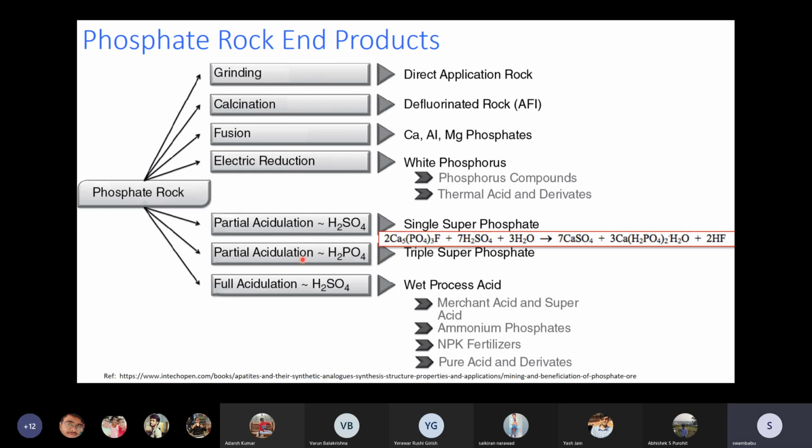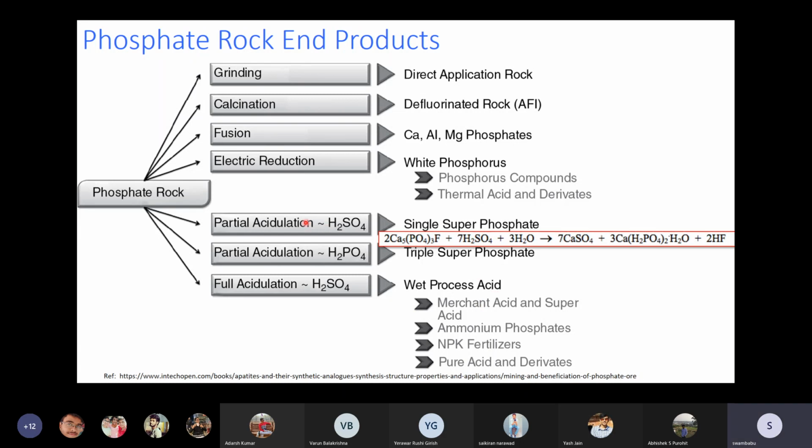Now, if you do the reaction with phosphoric acid, H3PO4, I think I have written something wrong here, you will get triple superphosphate. So if you take the phosphate rock and react it with sulfuric acid, you get single superphosphate. If you react it with phosphoric acid, you get triple superphosphate. And again, if you take phosphate rock and react with sulfuric acid, you get phosphoric acid.